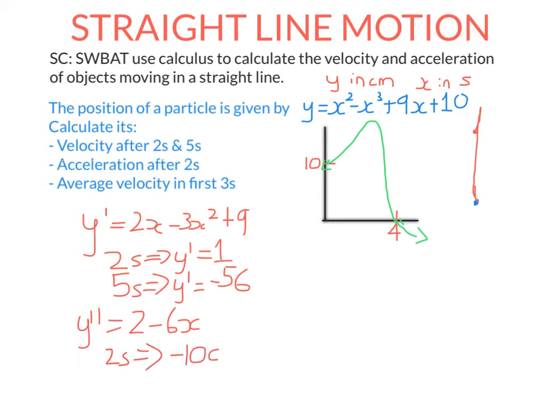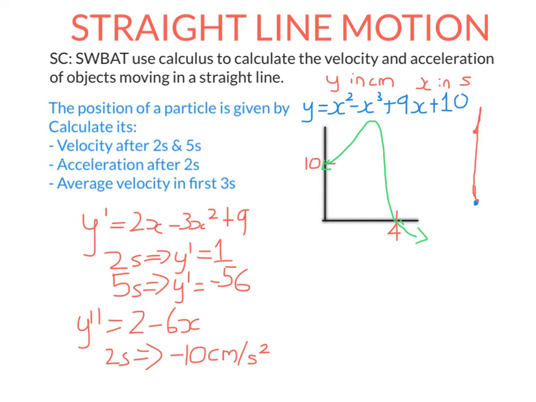So here the unit is centimeters per second squared. What this is saying is I am changing my velocity at 10 centimeters per second every second. This negative means that the velocity is decreasing, it's going down. So after 2 seconds, the velocity is decreasing at a rate of 10 centimeters per second every second.